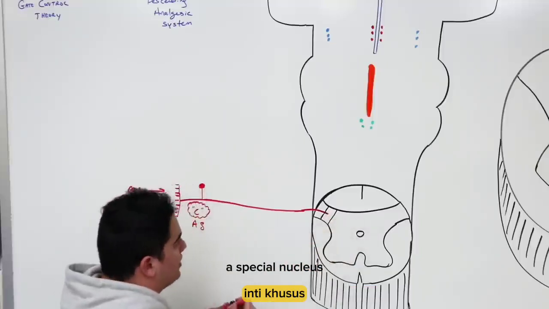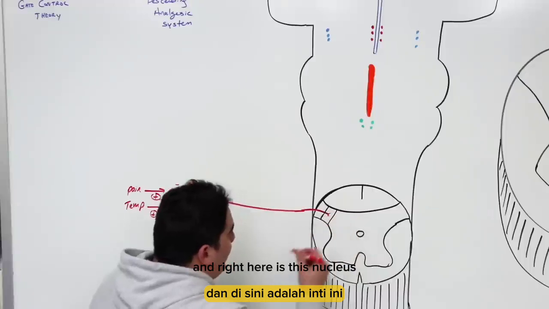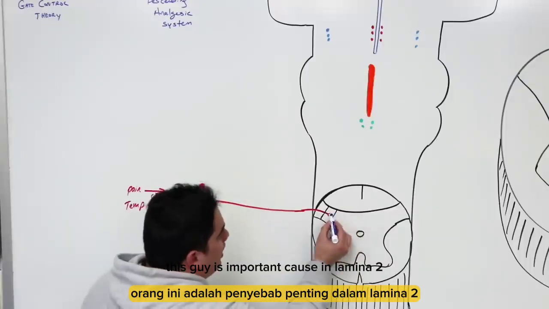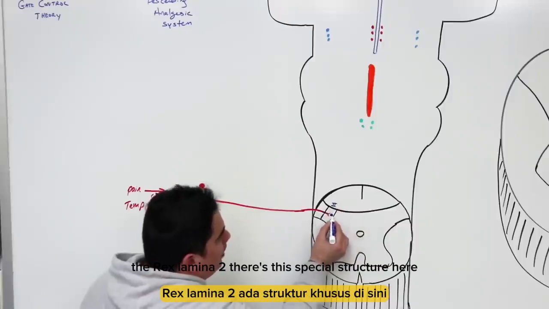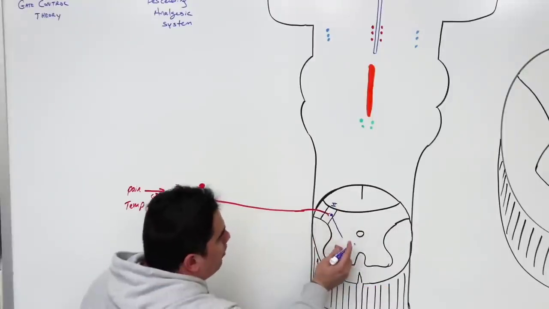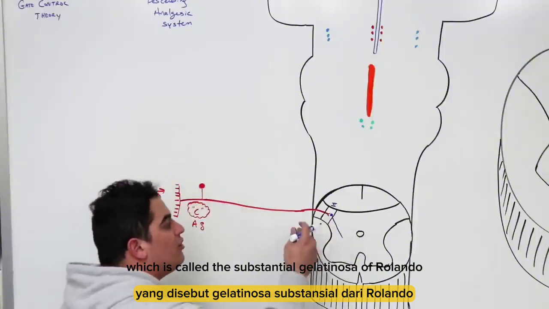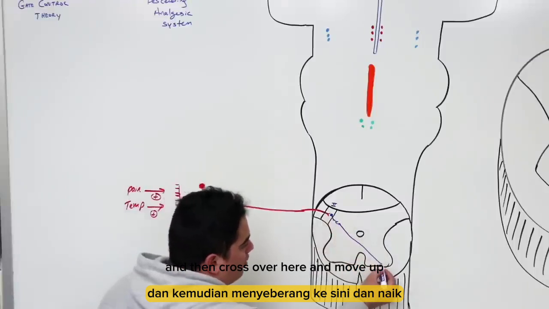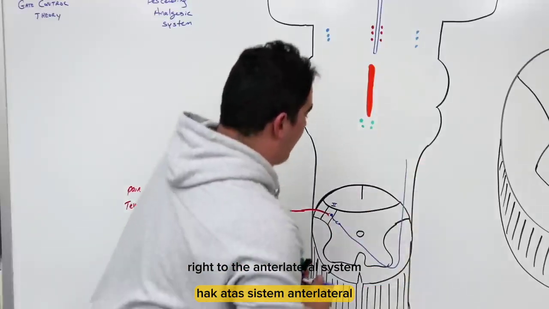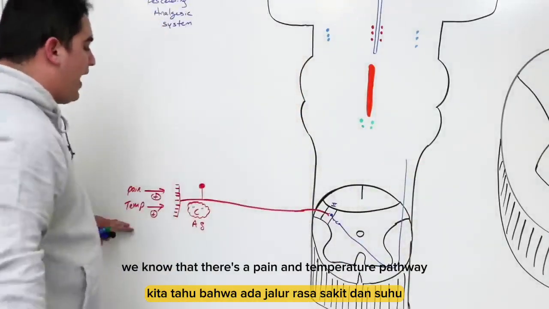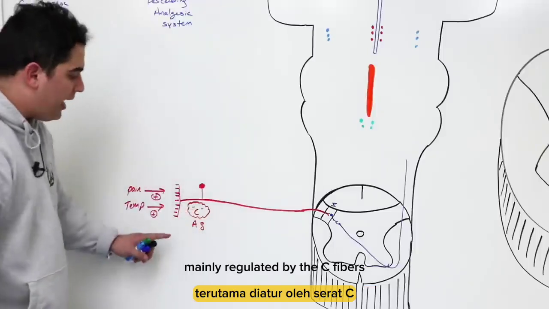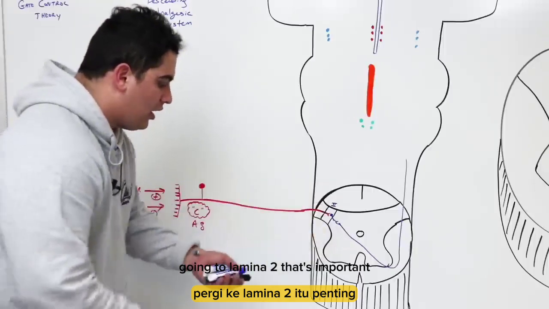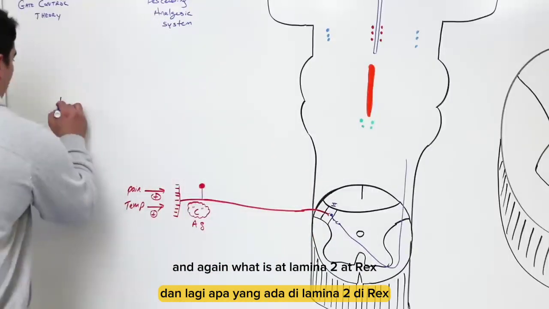This nucleus is important because in lamina 2, Rexed lamina 2, there's this special structure which is called the substantia gelatinosa of Rolando. And then from here it'll activate some more axons and then cross over and move up, right, through the anterolateral system. So we know that there's a pain and temperature pathway, mainly regulated by the C fibers, that we're going to talk about going to lamina 2. That's important. And again, what is at lamina 2?